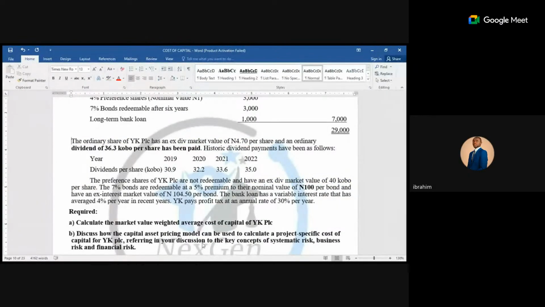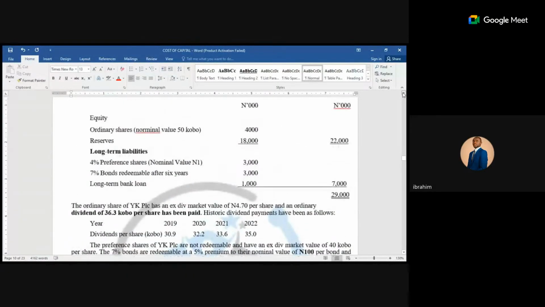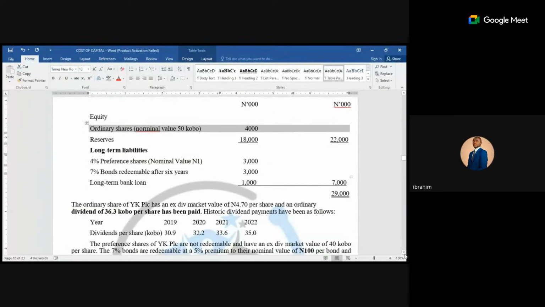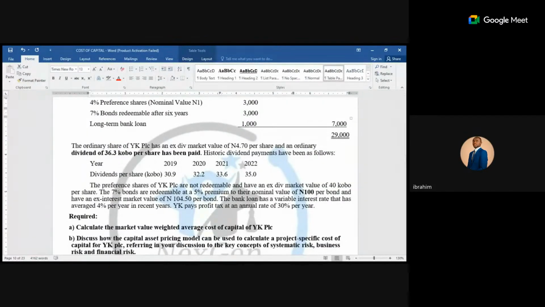We move forward to the next part, which is the ordinary shares. Now you should not forget that the first source of finance you see here is ordinary shares. They will now talk about the ordinary shares in the story, which is the note. You already know the first thing is ordinary shares, which is equity, but you don't yet know the method you will use to determine the cost of equity.